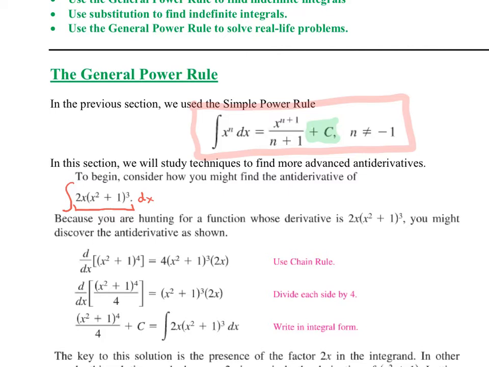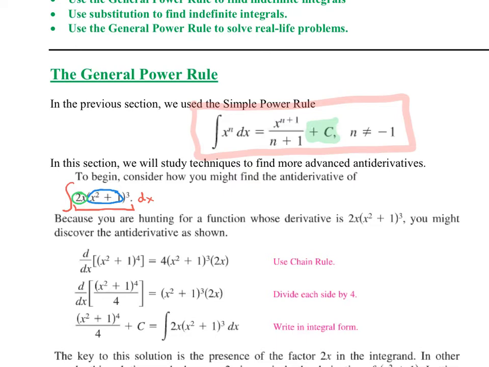Well, what you might notice is if you see x squared plus 1, that's the inside, and then look to the outside, you see the 2x. If you notice, I circled the x squared plus 1 in blue, and the green is the 2x. If you take the derivative of the blue, you get the green. And that's going to be key to what we're doing with our U substitution.